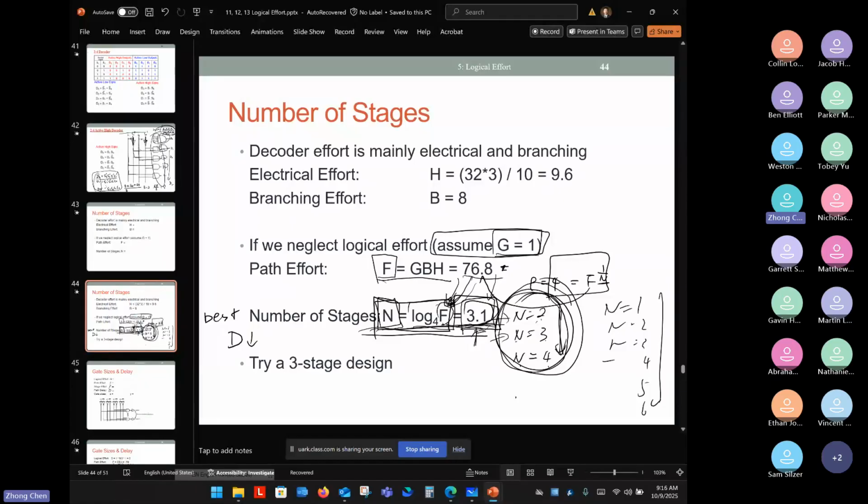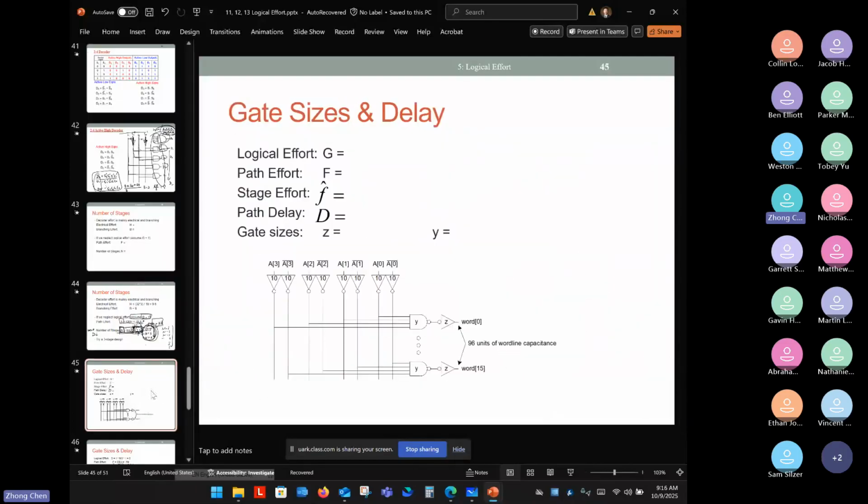So once you find the median value, we can try a 3-stage design to begin with, n equal to 3, and let's see what happens. I will now draw the circuit, which is fairly more complicated. So let's see, for example, here, if this is the circuit to begin with.